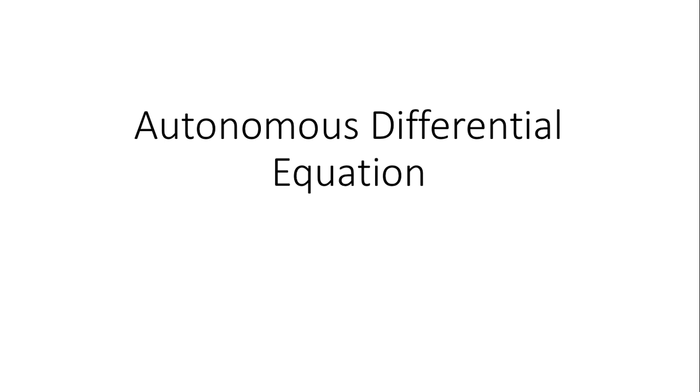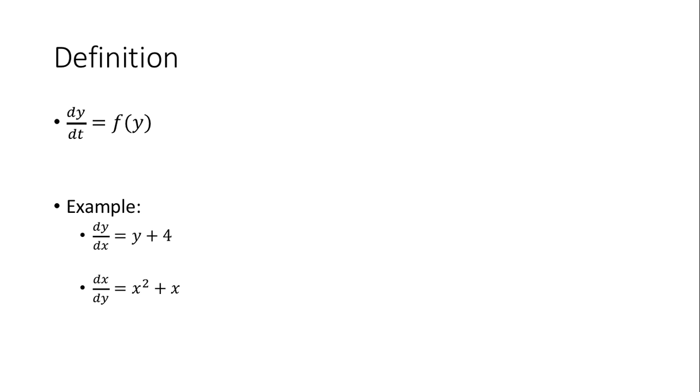Hello, today we'll be looking at autonomous differential equations. So the definition: dy/dt is equal to f(y), which means there is no independent variable t in f(y).